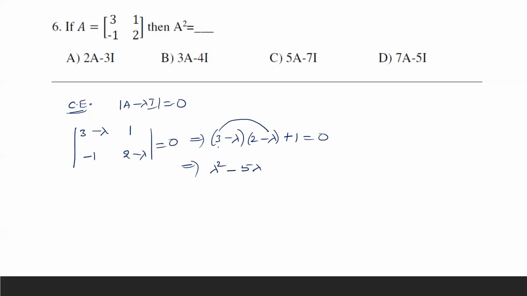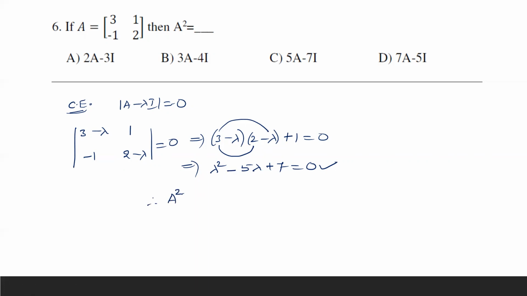Then if you multiply the constants, it is 3 times 2, 6, and then 6 plus 1, it is 7. See, this is the characteristic equation corresponding to the given matrix. Now, if you use the Cayley-Hamilton theorem, we know this matrix A satisfies this characteristic equation. Therefore, we'll definitely get this expression.